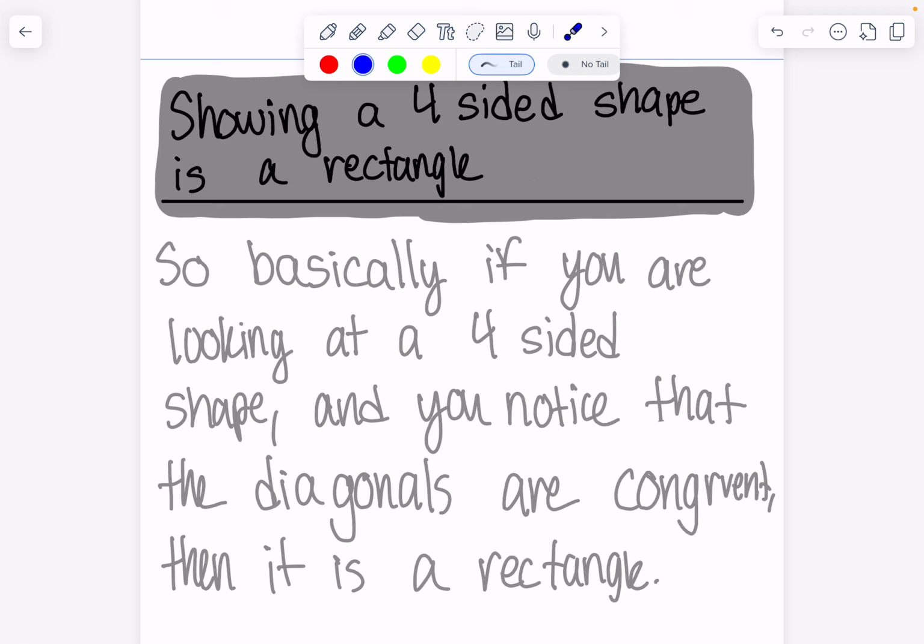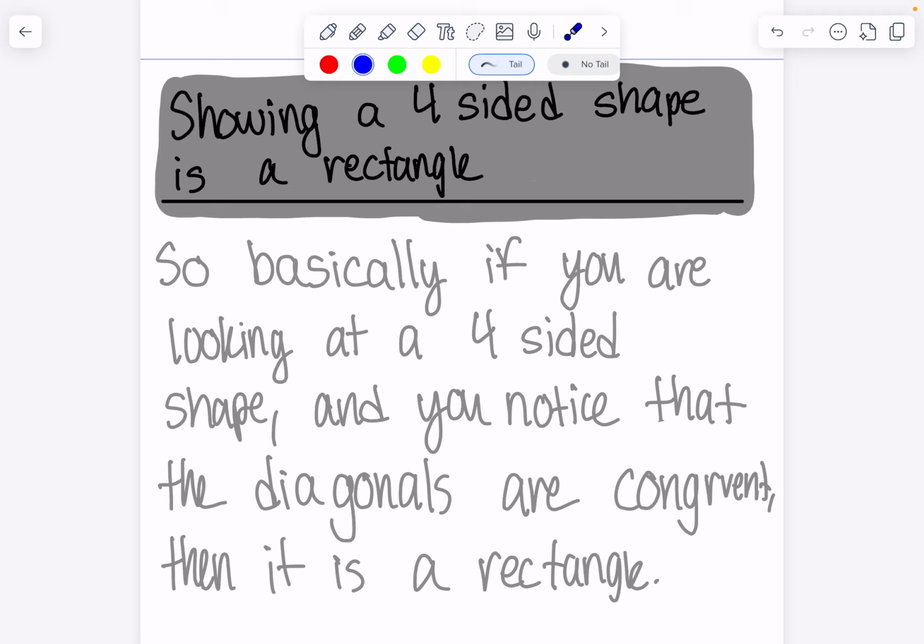We are doing that similar thing here but with rectangles, and the main qualification that we're going to look for is if our diagonals are congruent. So basically, if you are looking at any four-sided shape and you happen to notice that the diagonals of this shape are congruent, then you can conclude that the shape you are looking at is a rectangle.